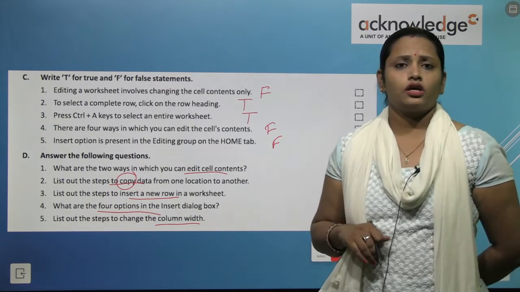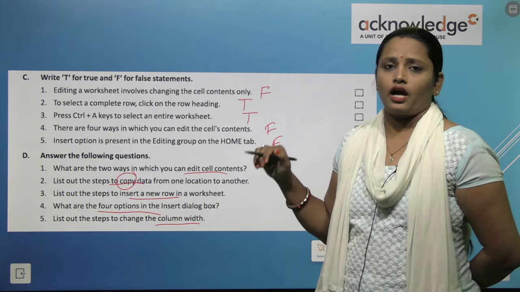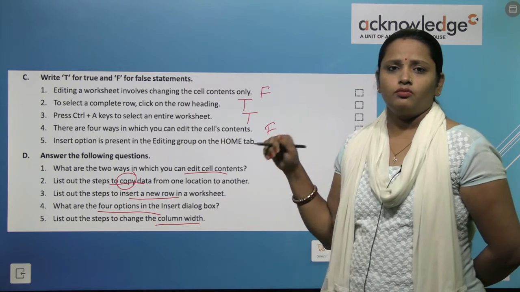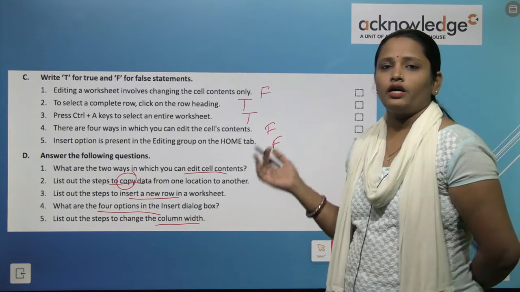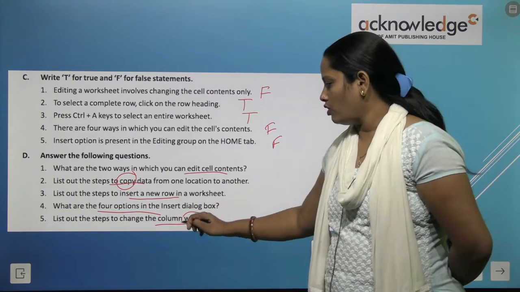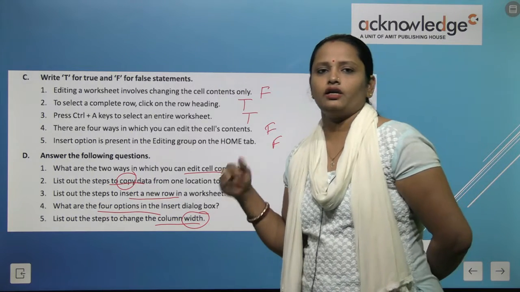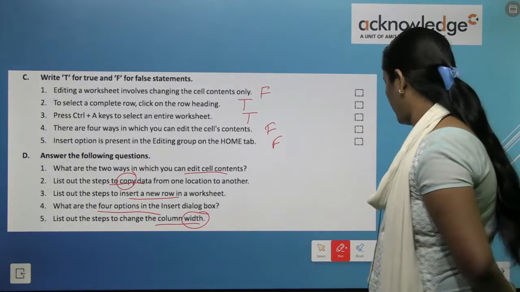Another way is also there. The simplest way is that we can simply drag that column to the left or to the right. How much space, how much width we want, we can change accordingly, only by dragging that column.